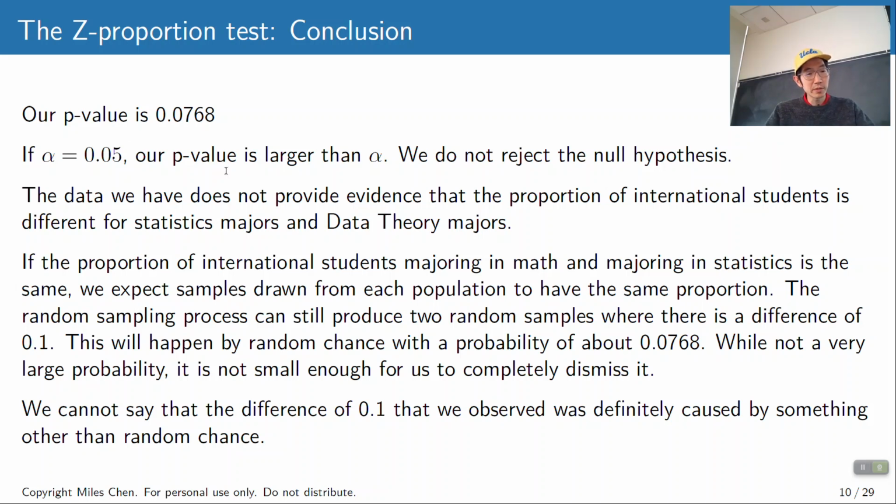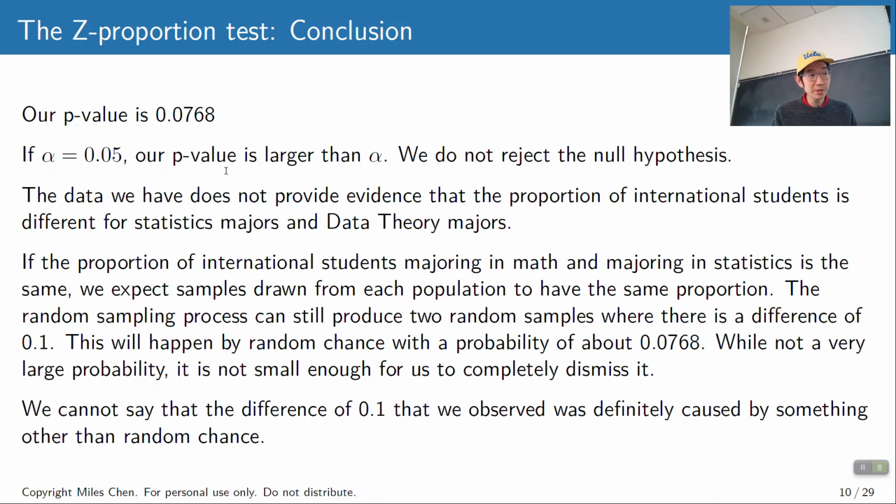P-value of around 0.077. So if our significance level is, say, 5%, then our p-value ends up greater than alpha. We would not reject the null hypothesis. And we say, you know what? I got 50% for stats majors. I got 40% for data theory majors. Okay? The data that we have, that difference of 10 percentage points is not big enough for me to be convinced that it was something other than randomness that produced this difference.